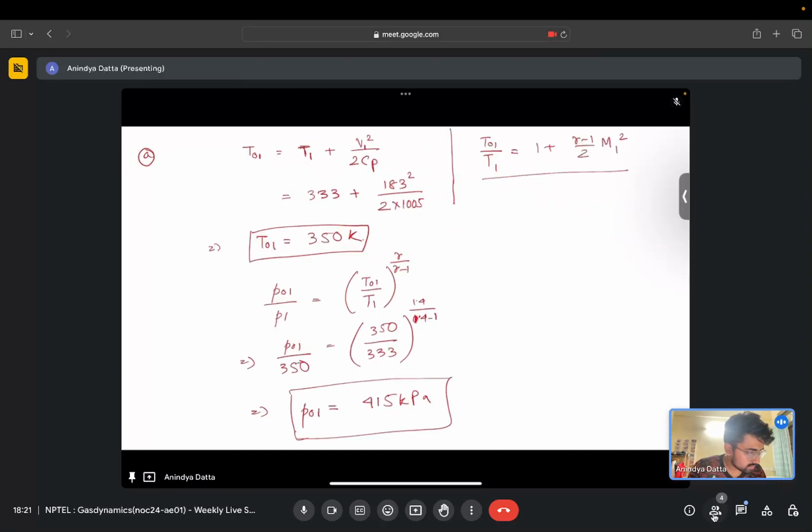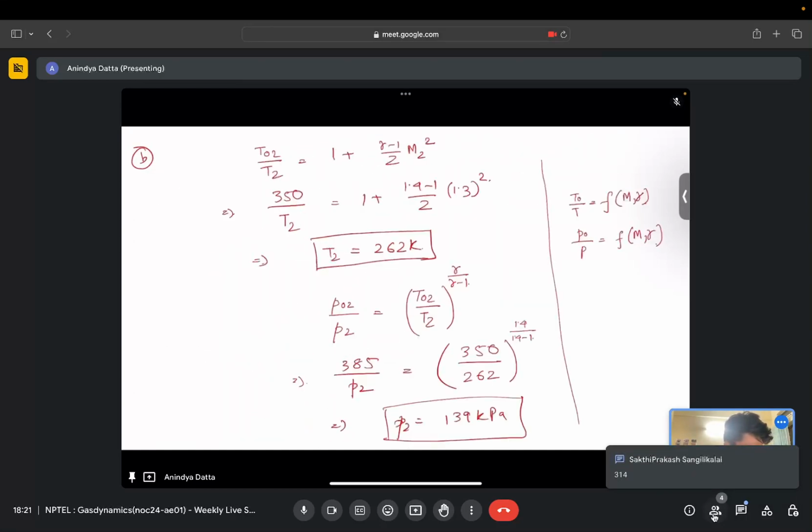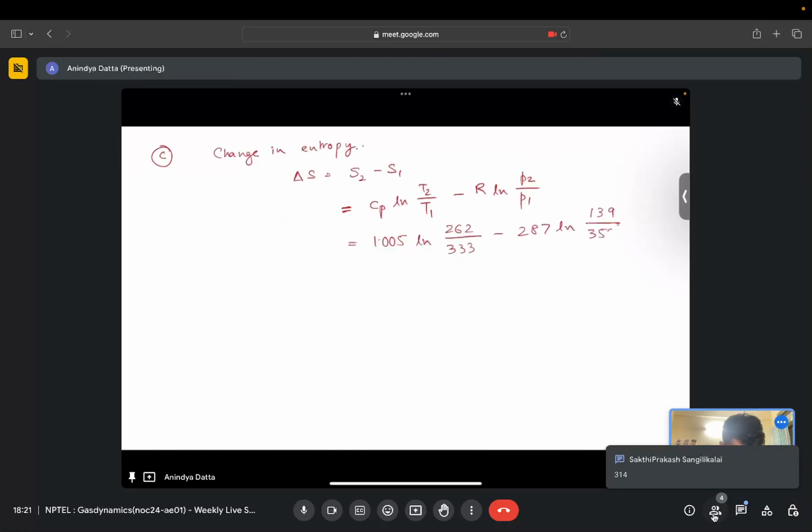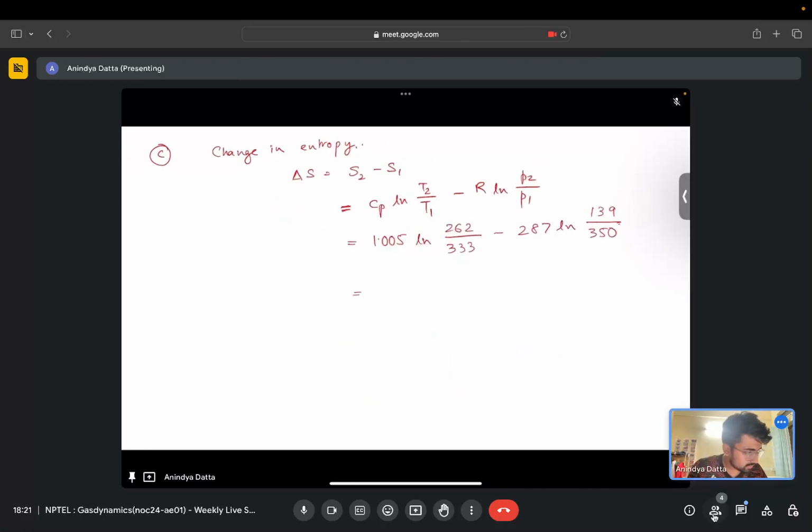Yeah, 350. All right. So what we get is, sorry, this will be 0.287. I have written Cp in kilojoule per kg Kelvin, so R should also be 0.287. Okay, so we will get approximately 0.0252 kilojoule per kg Kelvin. So what we see here is that there is an increase in entropy in this process.